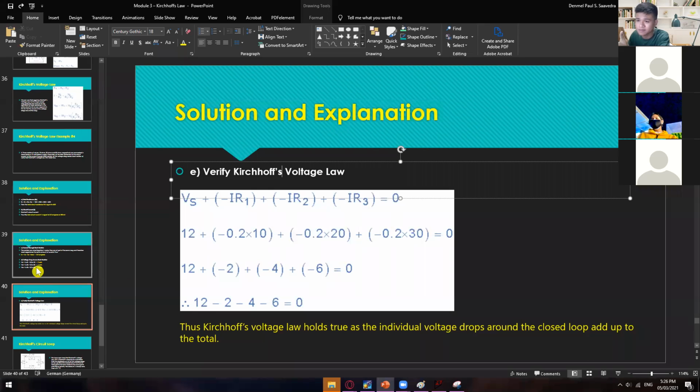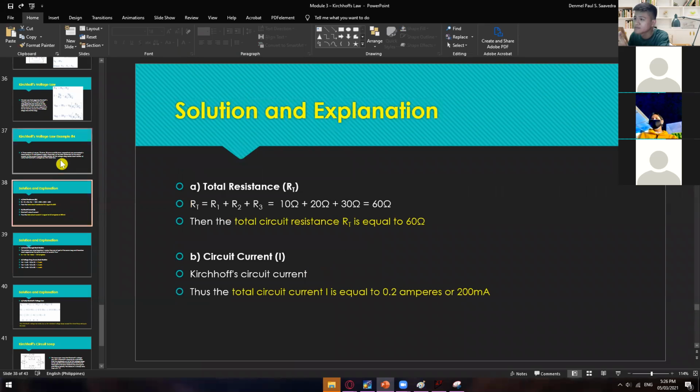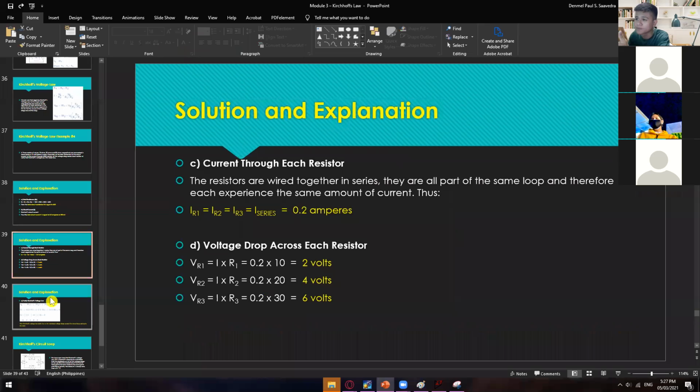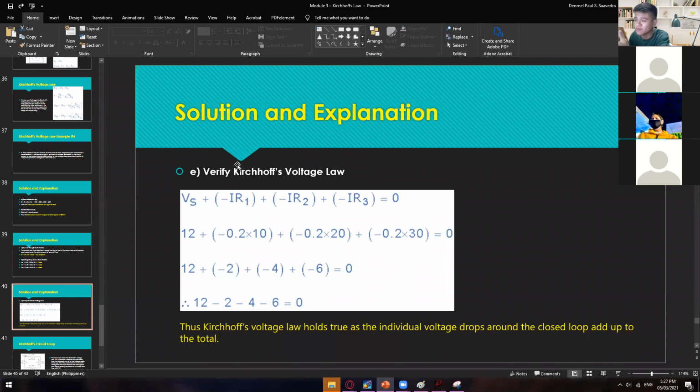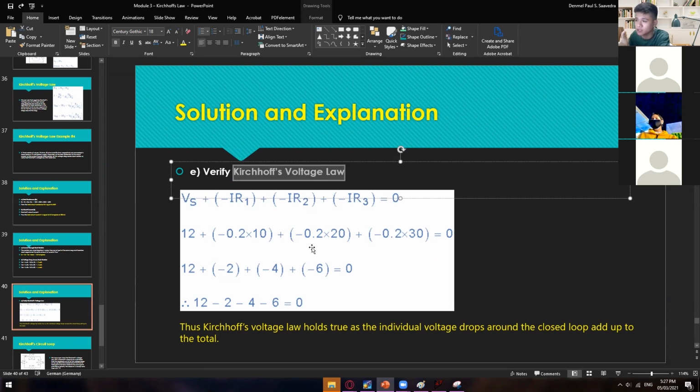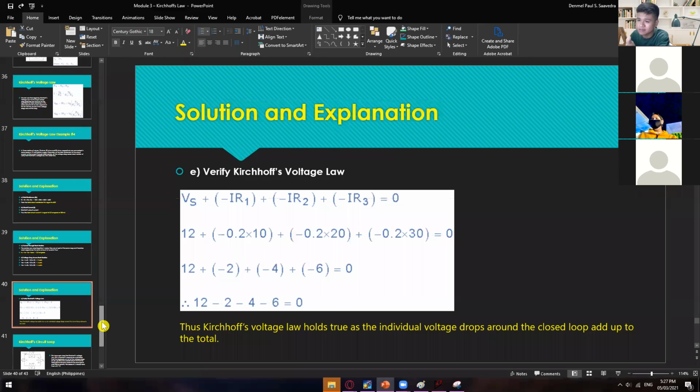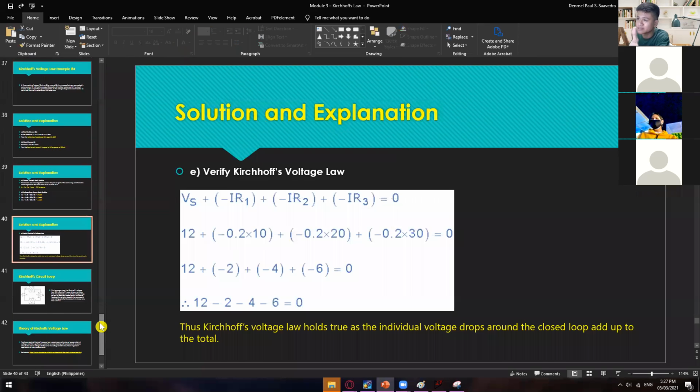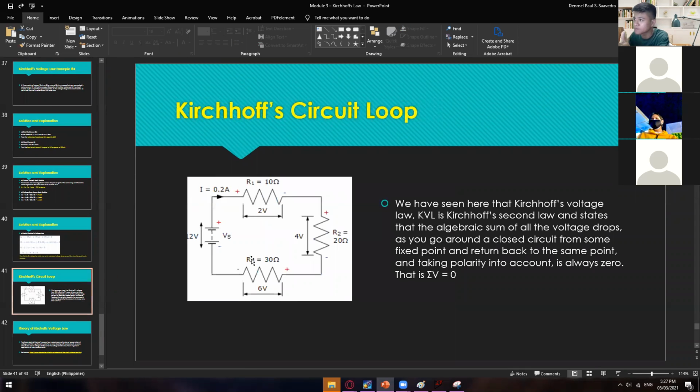So it's Ohm's law for A to D, and letter E is just a verification using Kirchhoff's voltage law. They should have the same answer, since this is just another way of solving things, but you should come up with the same answer. Kirchhoff's and then Ohm's law. And then we have here Kirchhoff's circuit loop, which is also in a series connection.